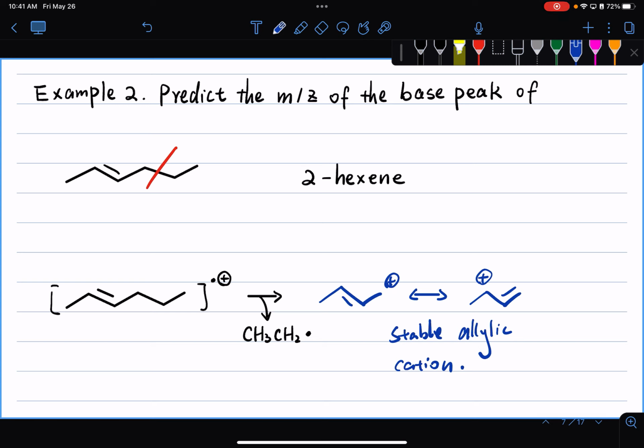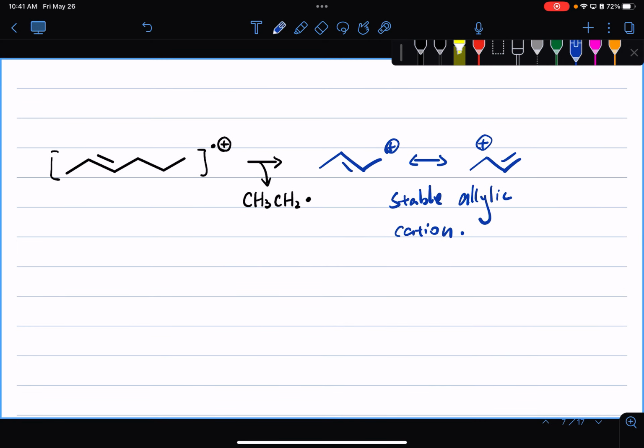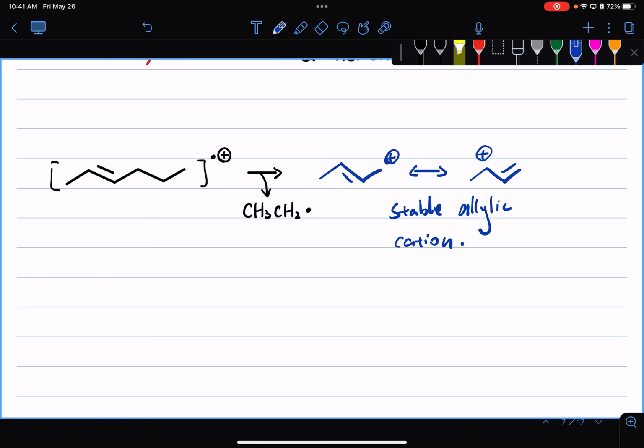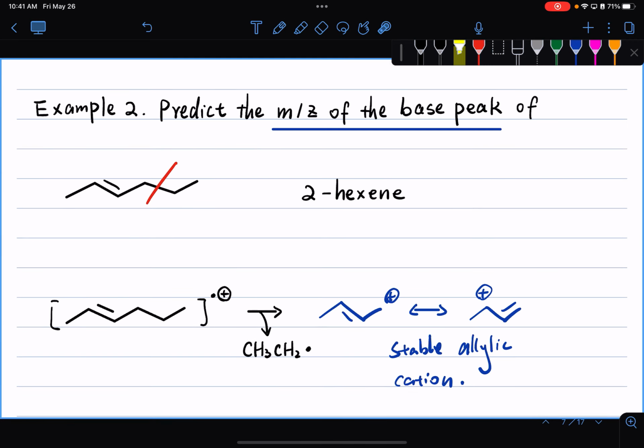And now let's think about it. What does this diagram look like? We know that the allylic cation will be stable. It's asking us to predict the m/z of the base peak. For calculating the m/z of the base peak, again, you can do it two different ways. Counting the number of carbons here, 1, 2, 3, 4, so that is C4H7, with 7 hydrogens. So our m/z is about 55.